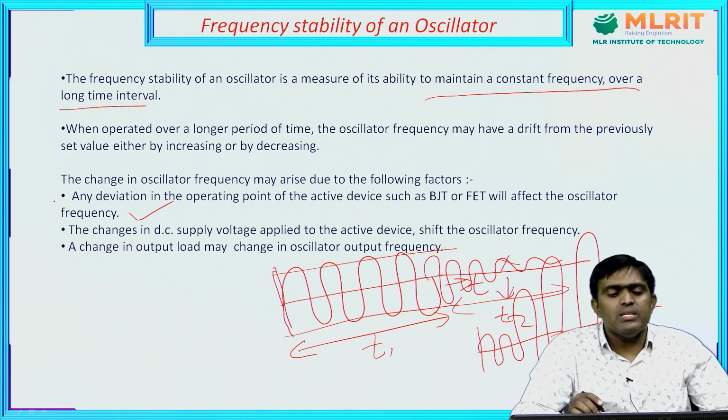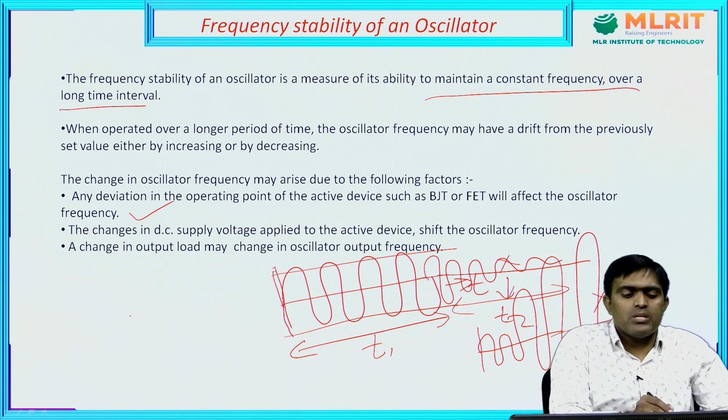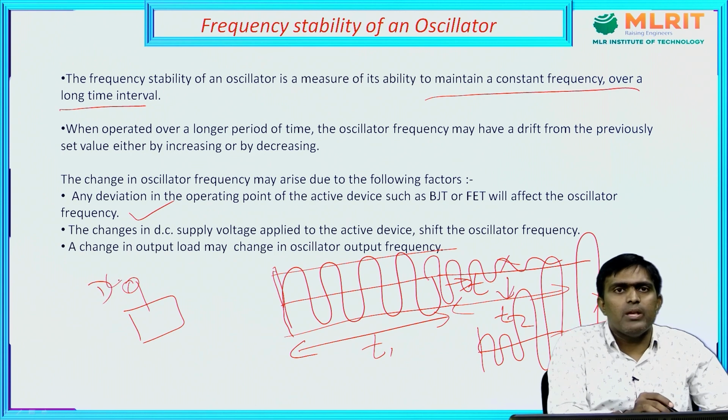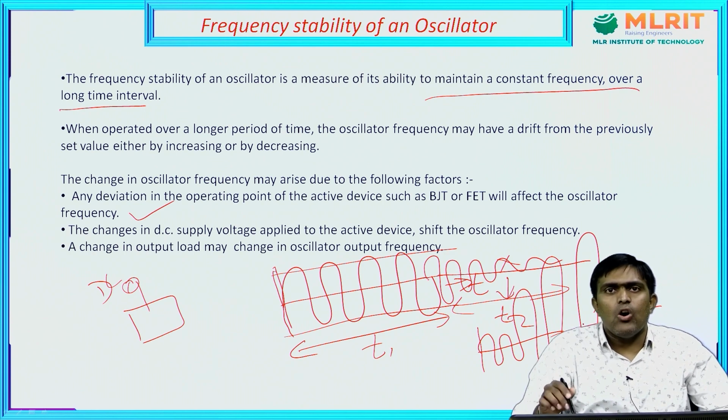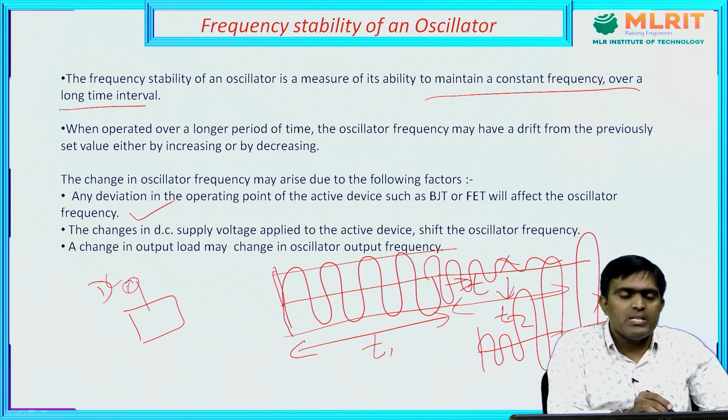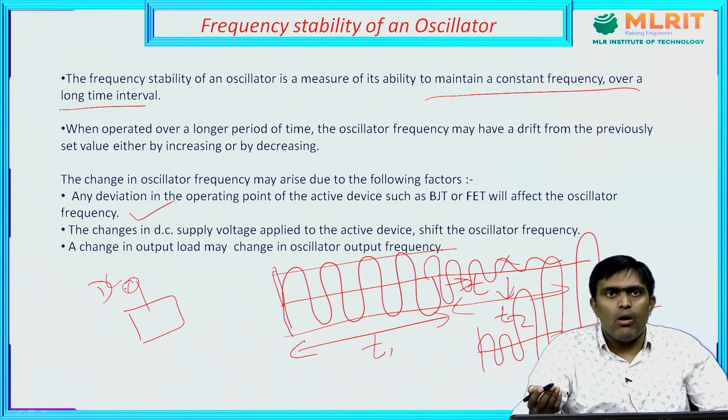And the second one is the change in DC supply voltage. As we have discussed, in the oscillator circuit we maintain one DC supply. So if there is a change in the DC supply, then there is a drift in the output frequency. So this is the second effect. And the last one is, if there is a change in the output load, the output frequency may also vary.